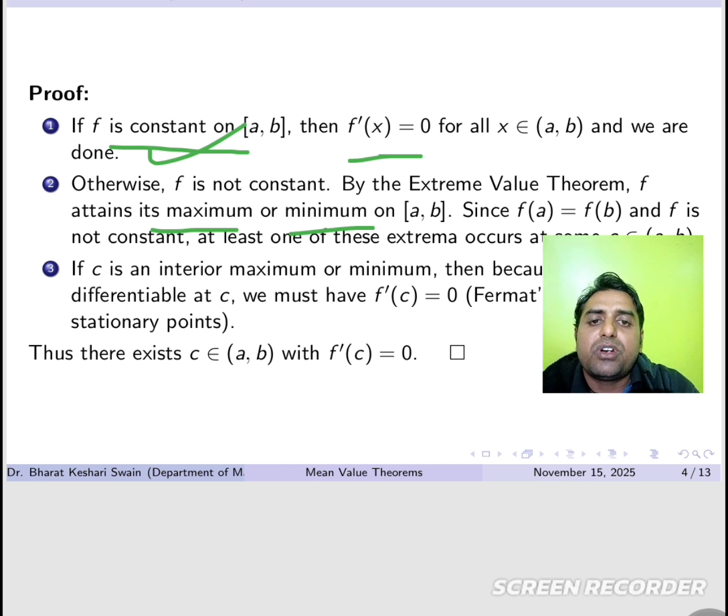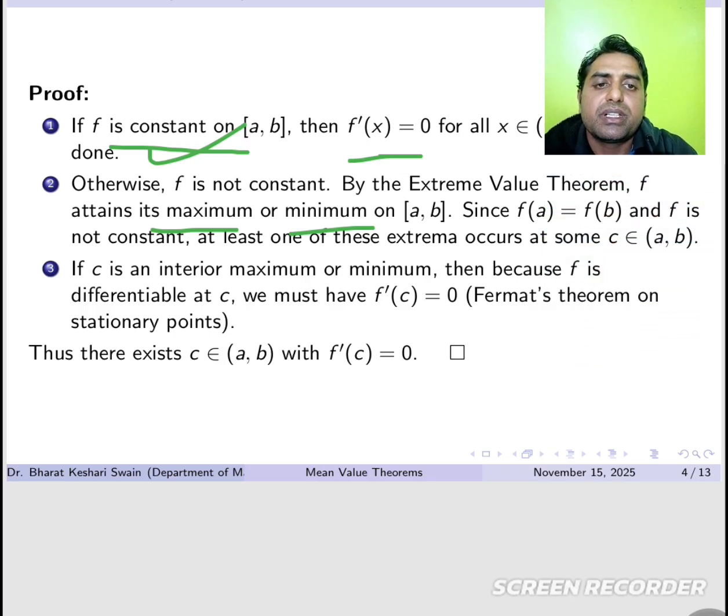It has a maximum or minimum because of the extreme value theorem. Because f is continuous, it must have a maximum or minimum on your interval [a, b]. Since f(a) equals f(b), and f is not constant, at least one of these extrema occurs at some c.